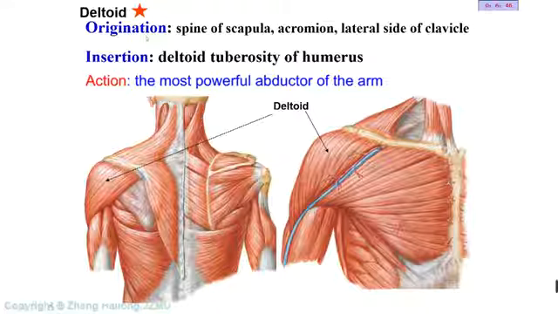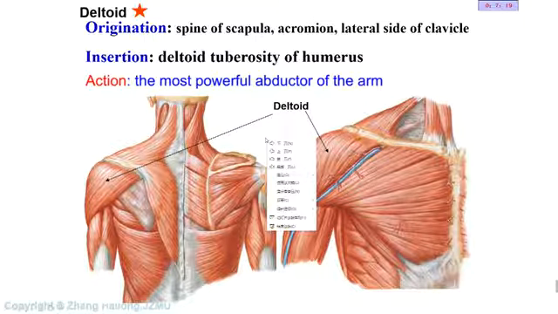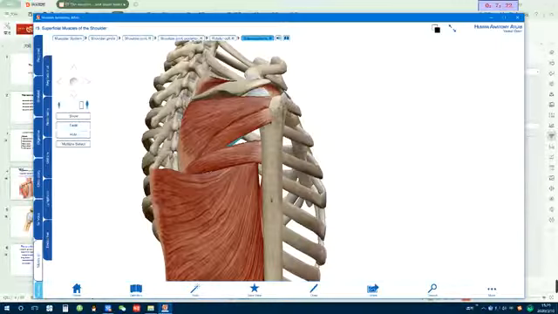The first one, the origin. This muscle is from the spine of the scapula. You see this one is the back of the trunk, the spine of the scapula. And then the acromion, which is on the lateral side of the spine. And then the lateral side of the clavicle. Here is the front of the trunk, here is the lateral side of the clavicle. This is the origin. Now let's see the software again.